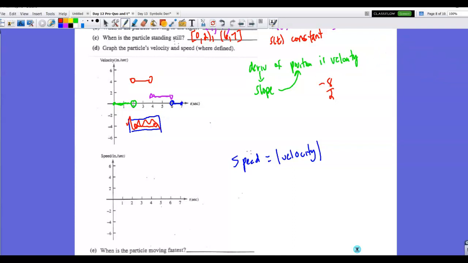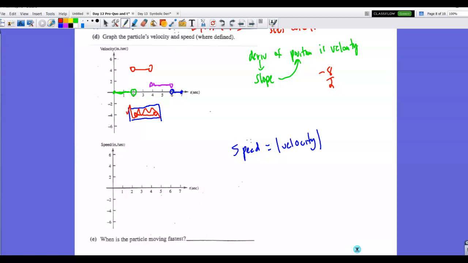And then finally for letter E, for the particle moving fastest is when is the speed the greatest. And remember, I just created a speed graph, so I can easily look at the graph and see that the speed is the greatest from 2 to 4 because that outputs a y value of 4. So from 2 to 4 is when the particle is moving fastest.